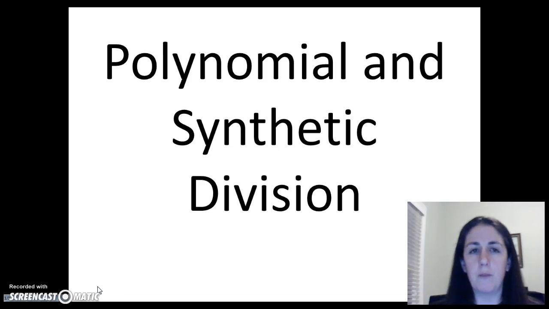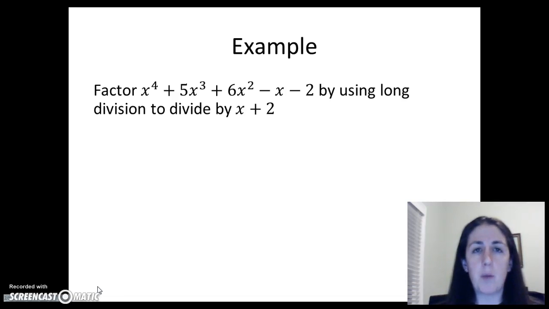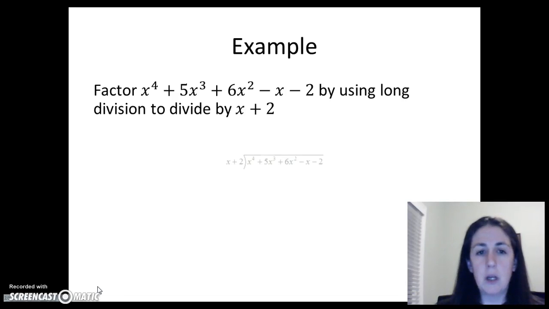So for example, if we wanted to take the polynomial x to the fourth plus 5x to the third plus 6x squared minus x minus 2, and we wanted to factor that using long division, we're going to divide by x plus 2. The big polynomial we're dividing into goes under the division symbol, and what we're dividing by goes on the outside. Now make sure all of your polynomials are in descending order, biggest power of x down to smallest for both of these. So then we look at this first term, and we look at this first term.